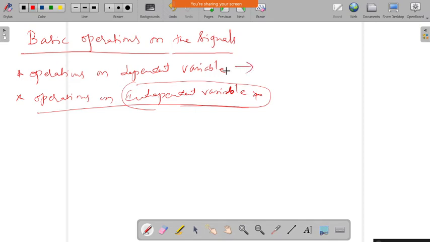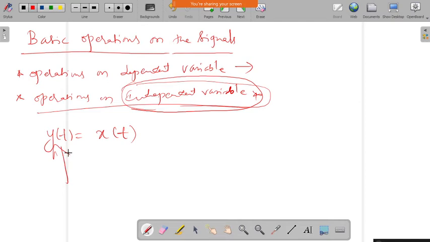The dependent variable is just like scaling, that is amplitude scaling, multiplication of two signals, addition of two signals, integrator, differentiator. That is not a difficult concept to understand. Here the independent variable is very important. So if we have y of t equal to x of t, now this is the dependent function, and this is the independent function.